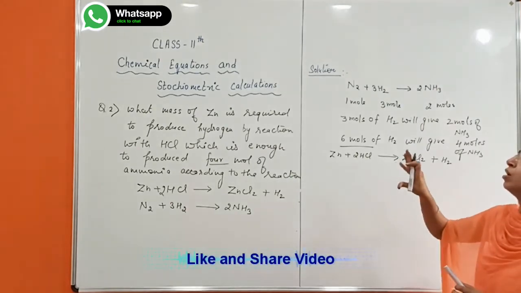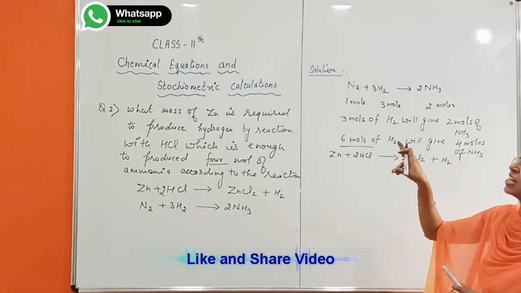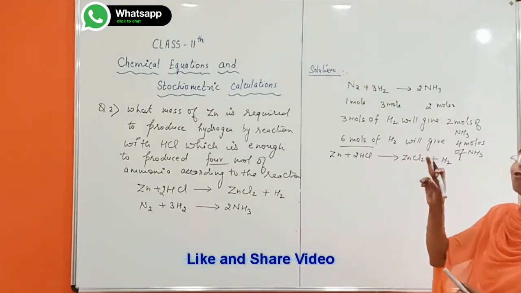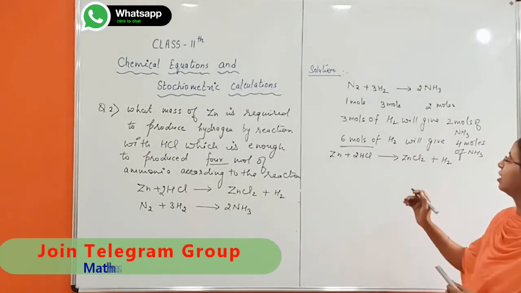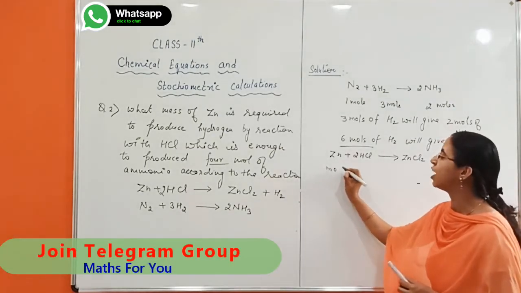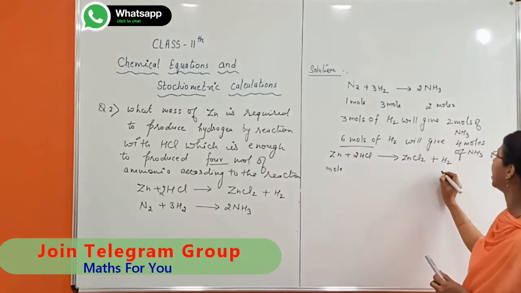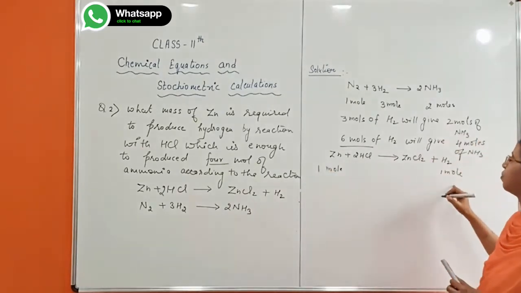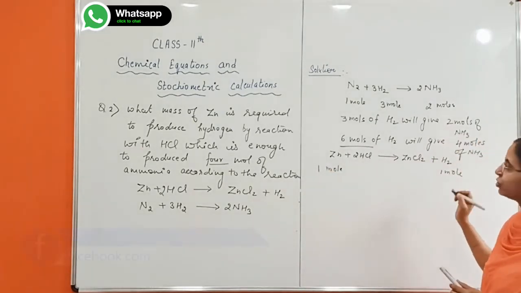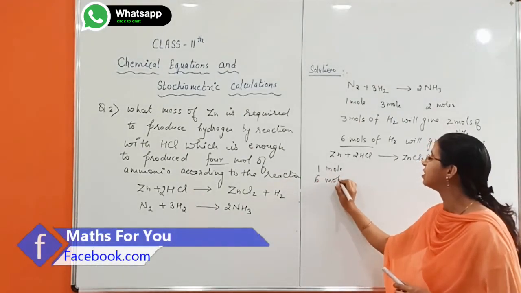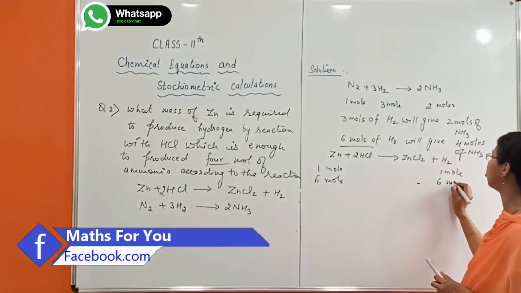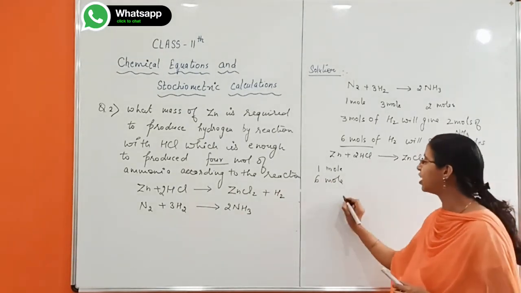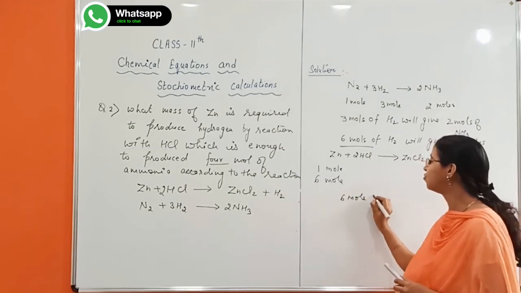Okay, so it is asked what mass of zinc is required to produce hydrogen. So we have to calculate the mass of zinc. Here zinc is 1 mole and hydrogen is also 1 mole. So 1 mole zinc will produce 1 mole of hydrogen. So 6 mole zinc will produce 6 mole of hydrogen. Okay, so what we required here? 6 mole of zinc.